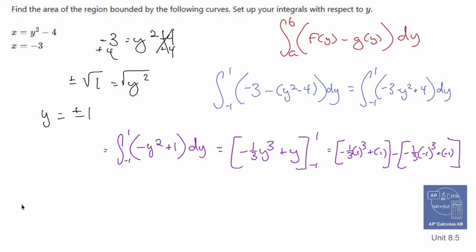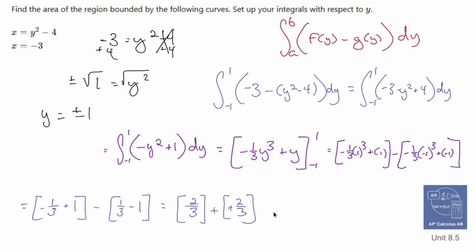Now it's just a matter of simplification. Negative 1/3 times 1 cubed is negative 1/3. 1 cubed is 1, plus 1. Minus negative 1/3 times negative 1 cubed is negative 1/3 times negative 1, which is positive 1/3. And then I'm going to have minus 1. So we become 2/3, minus what becomes negative 2/3.